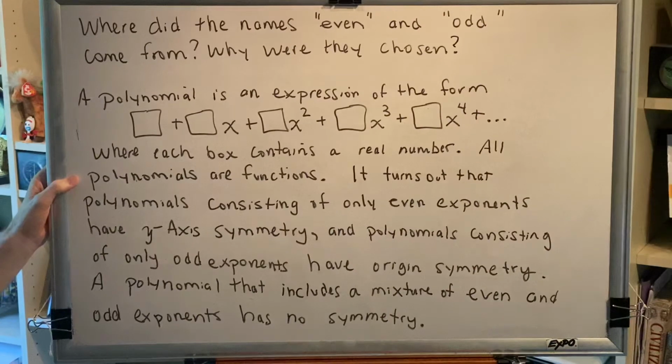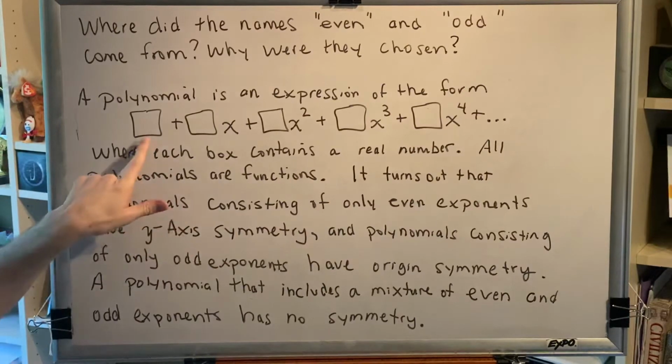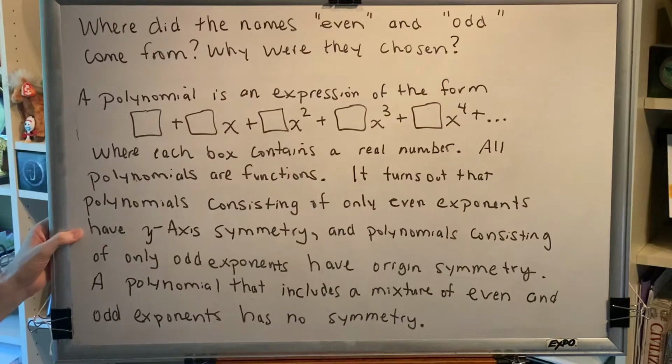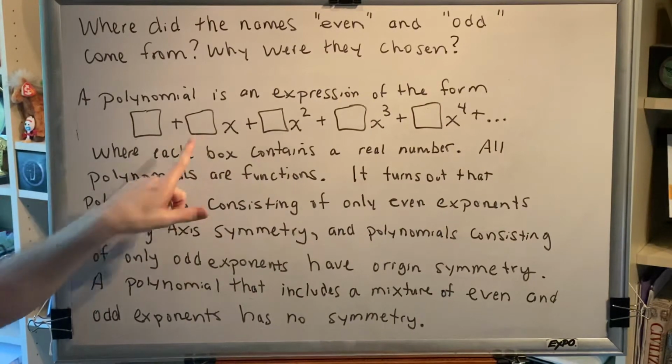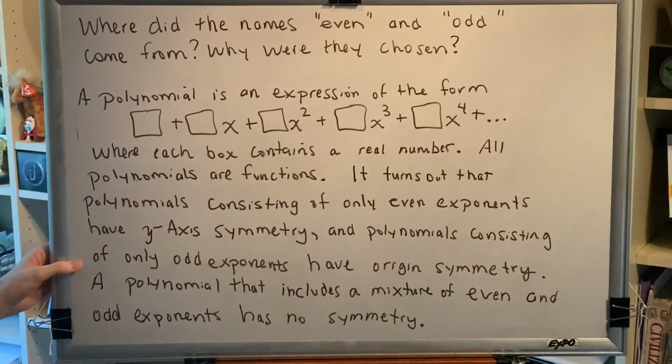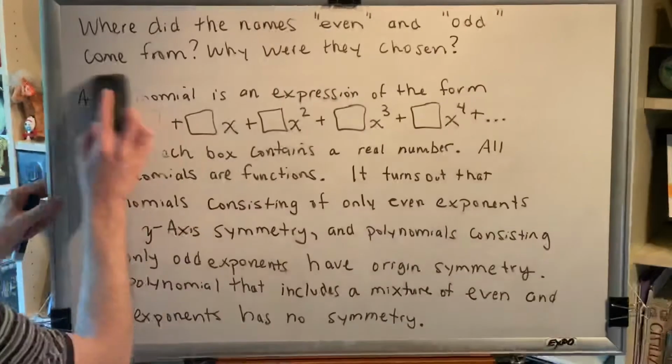All polynomials are functions. It turns out that polynomials consisting of only even exponents, like the 0 and the 2 and the 4, have y-axis symmetry, and polynomials consisting of only odd exponents, like the 1, the 3, the 5, have origin symmetry. A polynomial that includes a mixture of even and odd exponents has no symmetry. Let's look at a couple of examples here.